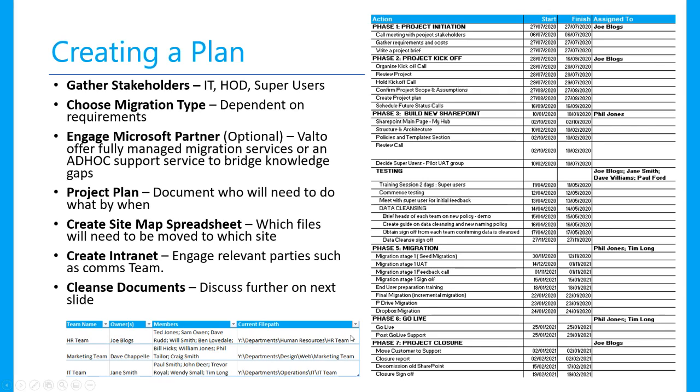So where do the files currently live? If you've got a file server, for example, they might live under departments, human resources, and then HR team, and that's where those documents live. You want to map all that out, because that's going to become really useful when you come to use your migration tool to see exactly which file paths are going to map to which areas. You can also have other columns to say whether or not the documents have been cleansed and signed off by the head of department and things like that, to keep track of where each department is up to.